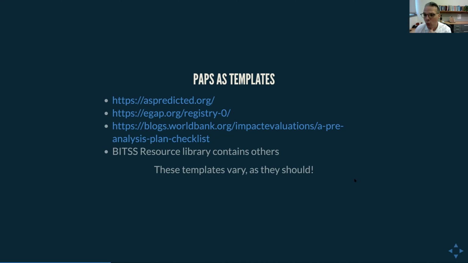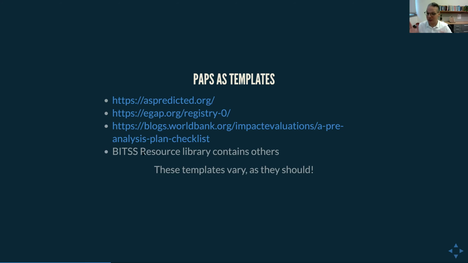All right, so one thing that you may have encountered are templates for PAPs. And these templates are often a set of questions that you need to answer. How many subjects are there? Where's the sampling frame? What analysis? What are your hypotheses? What's the analysis frame? Etc. As predicted has I think it's got 10 questions. EGAP has a different set of 15 questions. This checklist is a development econ specific one. The BITSS resource library is just crazy. There's, I don't know, 20 different links of ways and places you could pre-register, right?